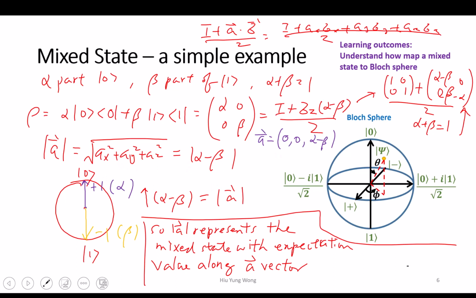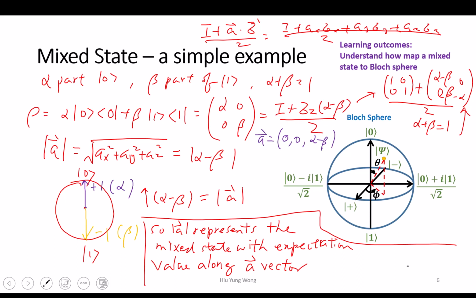So let's take a look. What is so special? If I look at my Bloch sphere, in this particular case I have two pure states, 0 and 1. For 0, the expectation value when projected onto sigma z is plus 1. For 1, it has the value of negative 1. But I only have alpha part of 0 and beta part of 1, so the expectation value is going to be alpha minus beta: plus 1 times alpha plus negative 1 times beta. And this turned out to be the length of A.